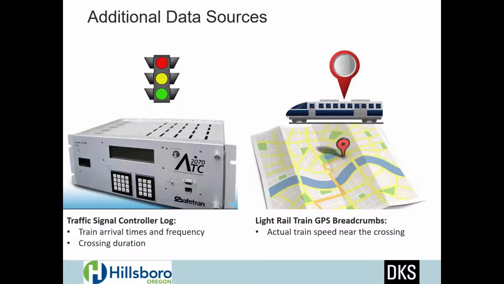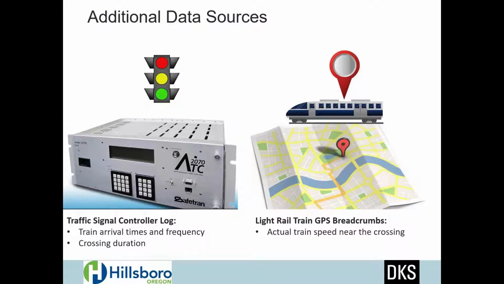So the additional data sources that we looked at, we pulled the signal traffic controller logs through the preemption operations. We were able to see when each train arrived, the frequency, so are we getting closely spaced train events, and what are those crossing durations. So we have the rail crossing orders, which is basically the design of the gate operation, and that includes a time sequence of what should happen when a train goes through, but as we all know, there's all these variabilities.